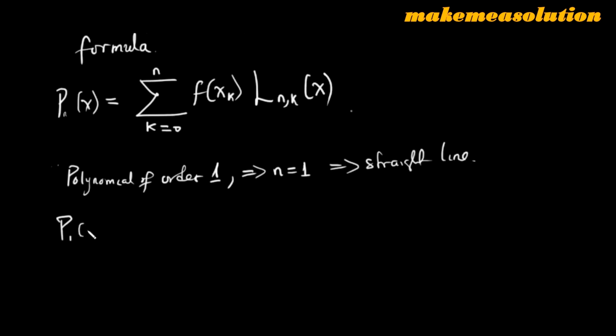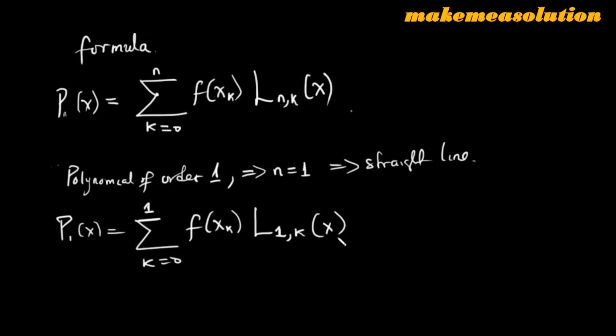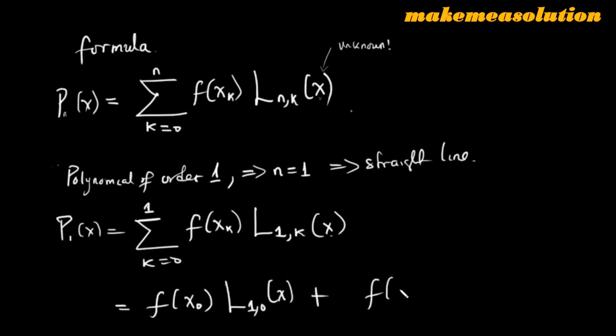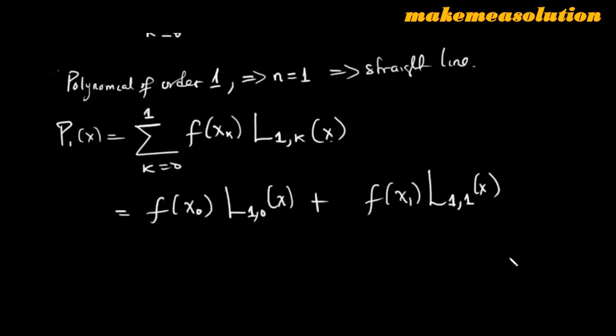Now this is how it's going to be. So P1 of x is going to be summation k equal to 0 to 1, then you have your f of x k, and you have your L, 1 comma k of x. So this x that you're seeing is the value that you want to evaluate, the unknown. Okay, so let's expand this polynomial starting from k equal to 0 to k equal to 1. When k is equal to 0, we have f of x naught times L10 of x, then plus, when k is 1, you will have f of x1 times L11 of x.